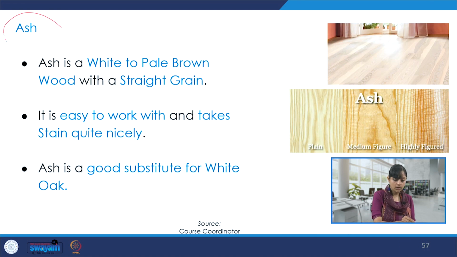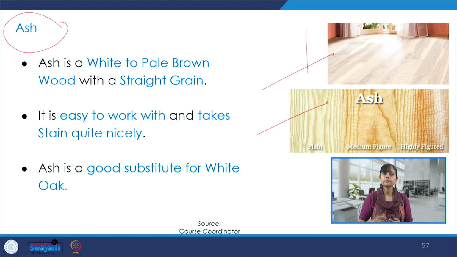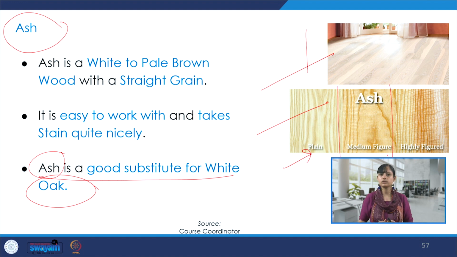So when we talk about hardwood, ash is a very popular kind of hardwood, and we find it in white to pale brown, both varieties. It's easy to work with, it takes the stain quite nicely. It's a good substitute for white oak. If you don't want to go for oak, you can go for ash. Here, within this also, we find a plain figure, a medium figure, and a highly figured wood.